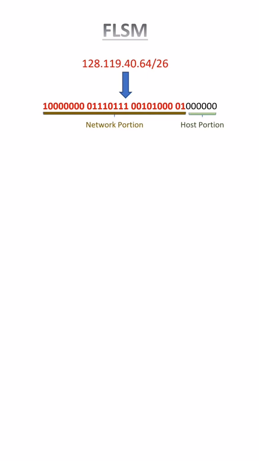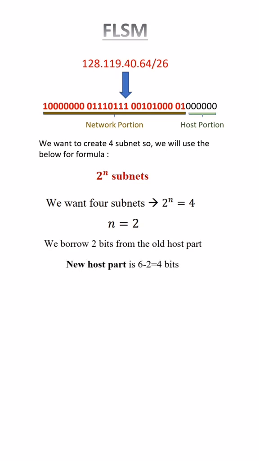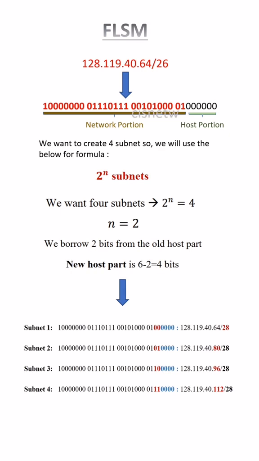Now we want to create 4 subnets, so we will use the formula 2^n equals the number of subnets. Since here we have 4 subnets, then n equals 2. So now we will borrow 2 bits from the old host portion, then the new host portion will be 4 bits. 2 bits means that possibilities will be 00, 01, 10, and 11. Finally, let's see each subnet IP range.